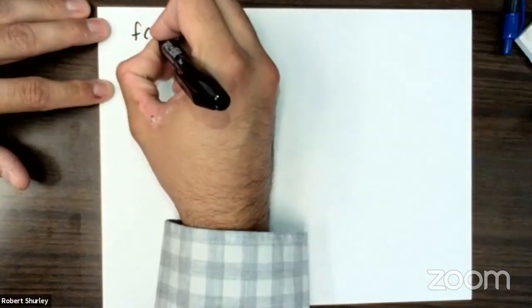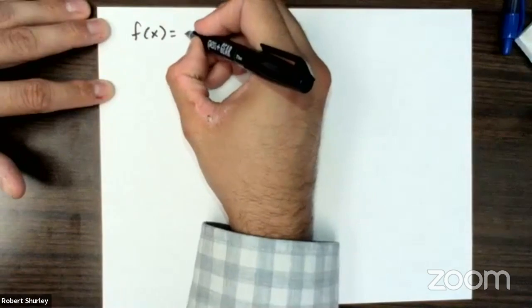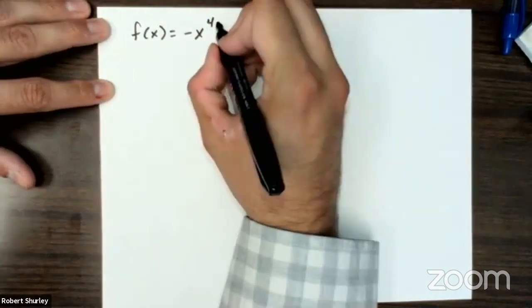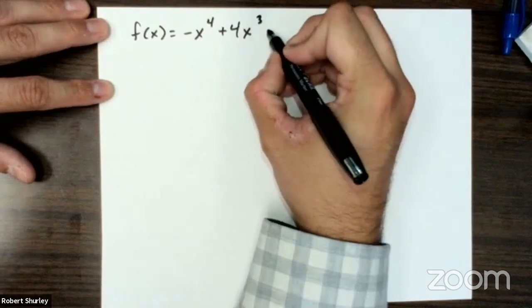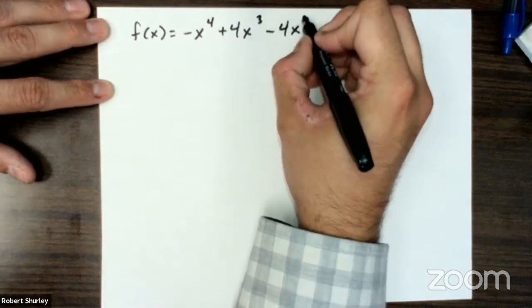So let's look at another one. Let's say we had, and I'm stealing this one straight from the book, f of x equals negative x to the 4th plus 4x cubed minus 4x squared.